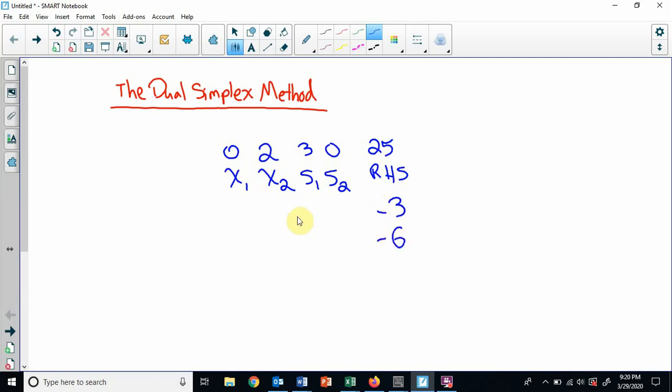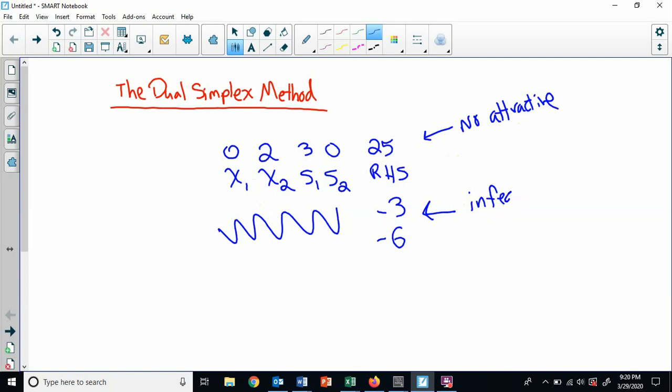Okay, so imagine this with me. I don't care what's in here, but there are no attractives, and you are primal infeasible. This is not a situation we sit in quite often. Maybe if you had one that required a two-phase or big M, but just ignoring that for a second, let's just say that you're sitting right here with infeasible variables and no attractive variables to pivot on.